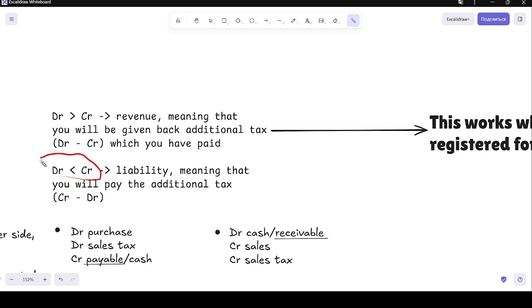If the debit side is lower, it will be a liability. You will pay the difference to the government.